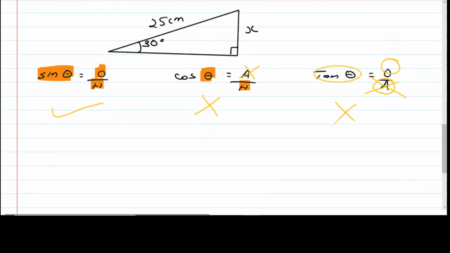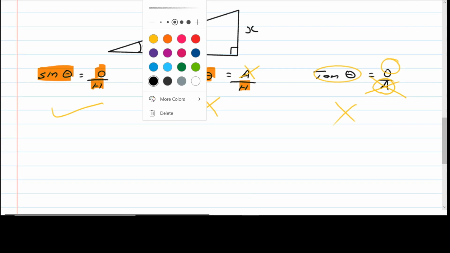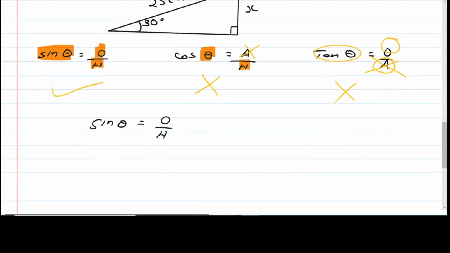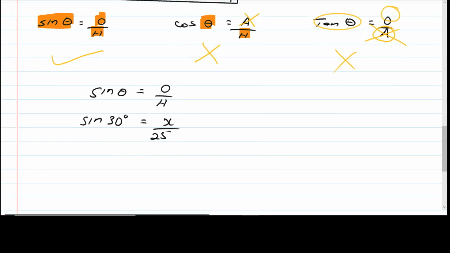So looking at it now, I'm going to use sine theta is equal to opposite over hypotenuse. So let's substitute. I have sine of the angle 30 degrees is equal to the opposite side x over the hypotenuse 25. I want to find the value of x. So how do I undo the 25? I need to multiply both sides by 25.